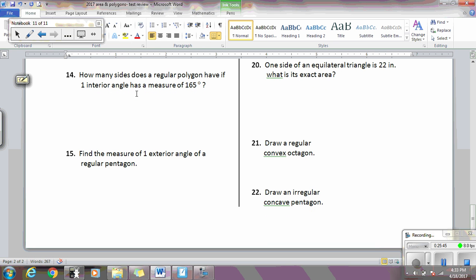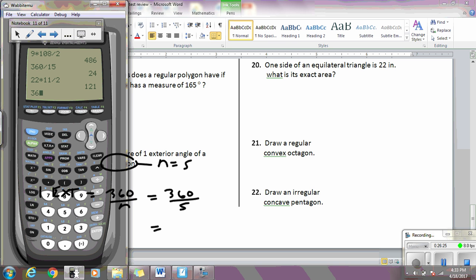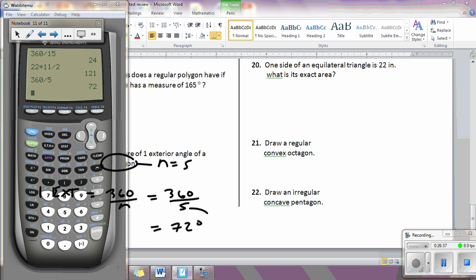And number 15 will be the last one that I do. I'm pretty sure you're capable of drawing your own polygons for 21 and 22. So number 15 reads, find the measure of one exterior angle of a regular pentagon. Pentagon means that n is equal to 5. It's a 5-sided figure. For one exterior angle, the formula is 360 over n. So in this case, that's 360 over 5. So that should be 72. So one exterior angle would be 72 degrees for a final answer.